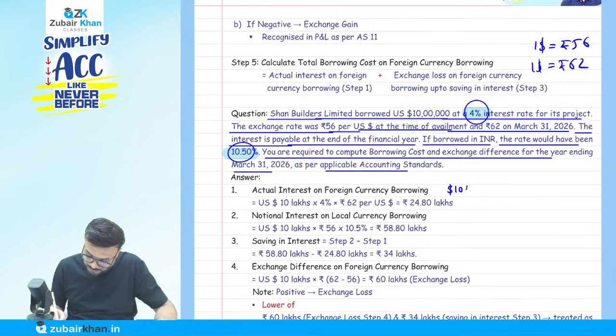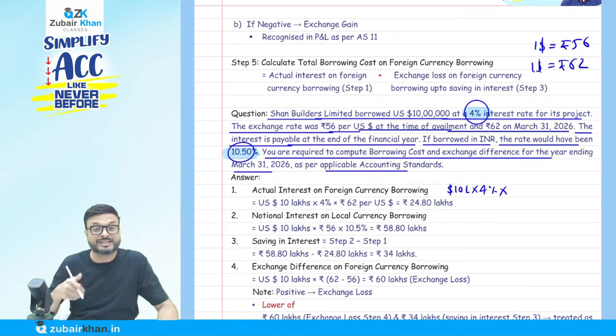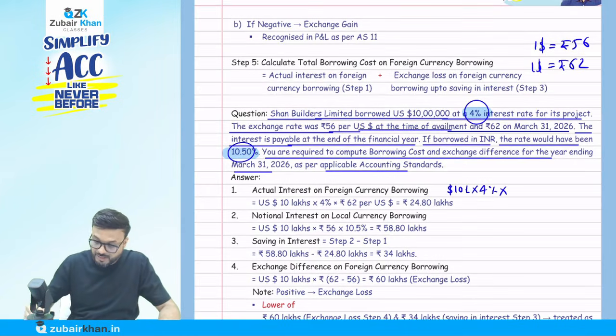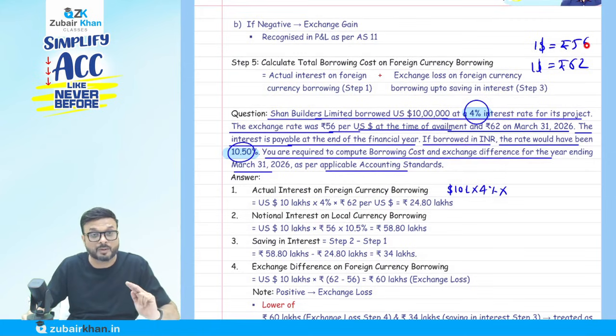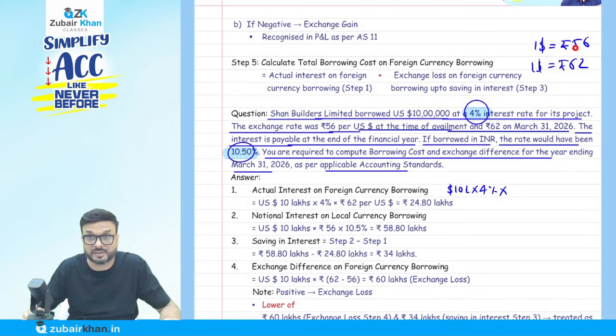Now, what is the rate of interest? First of all, 4%. What is the exchange rate? The exchange rate at the start is 56. But I'm talking about how much interest we are liable to. So you will say multiply by 56 to get rupees. No, 62. You know why? Because we are going to pay the interest at the end of the year, and the exchange rate at the end is 62. So don't make the mistake here.